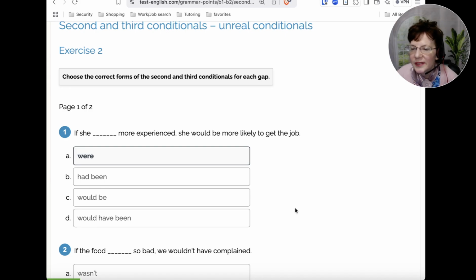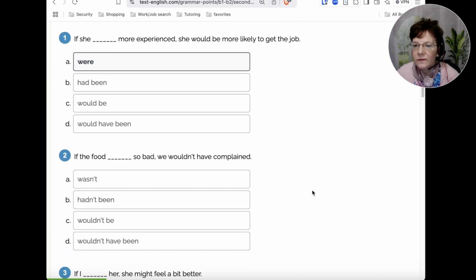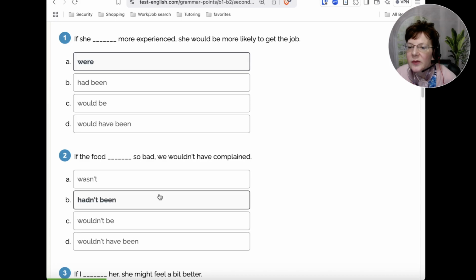Past simple. Okay, number 2, "If the food ___ so bad, we wouldn't have complained." Wasn't, hadn't been, wouldn't be, or wouldn't have been. Okay, so in this case, what do we want? The past perfect. Yes, so if you chose the second option, option B, hadn't been, that would be correct.